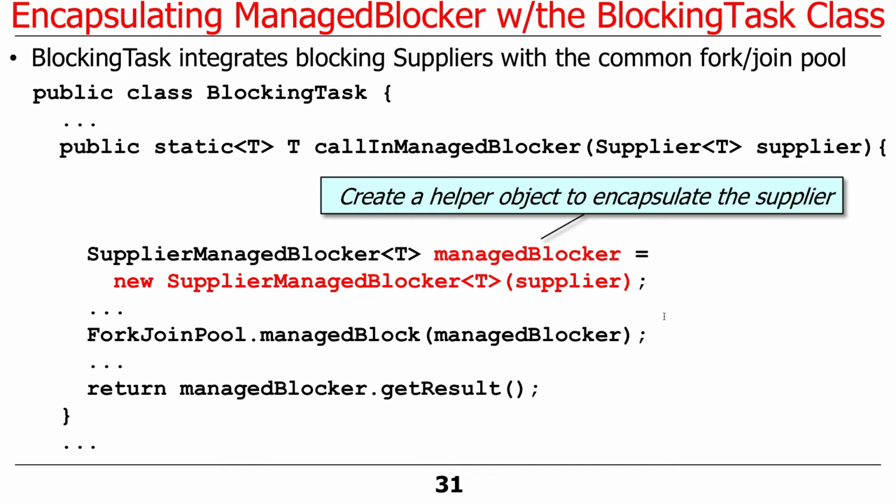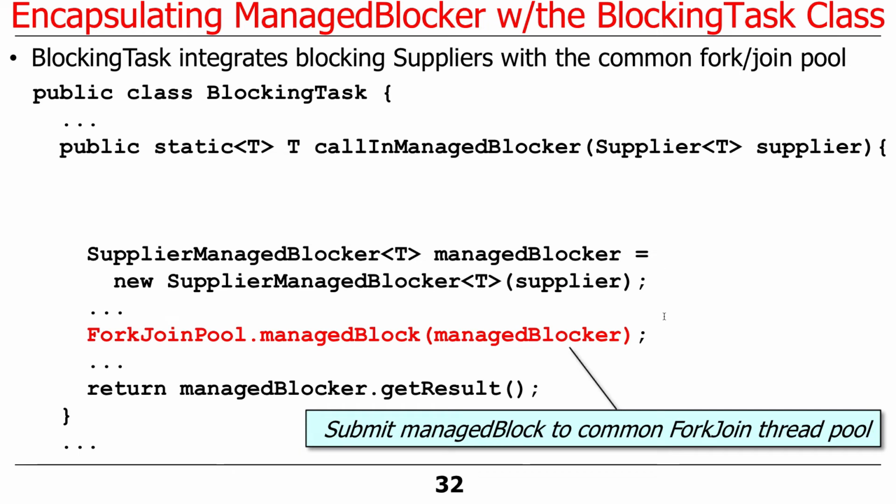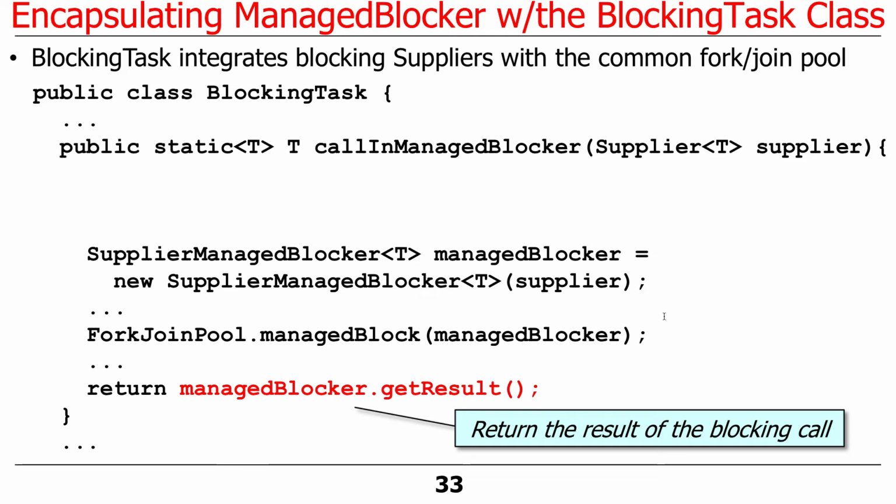Here's what we do. We take the supplier that's passed in, and we encapsulate it in an internal helper class called SupplierManagedBlocker, and I'll show you what that looks like in a second. And so we encapsulate the supplier within this SupplierManagedBlocker. We then say, hey, fork join pool, go ahead and let me know when this thing has finished. So we pass the ManagedBlocker object into this, and that'll block or not. I mean, it'll do something till it gets what we want. And then when we're done, we return the result that came back, which will include whatever the supplier was trying to do. All right, so that's the high-level view of this.